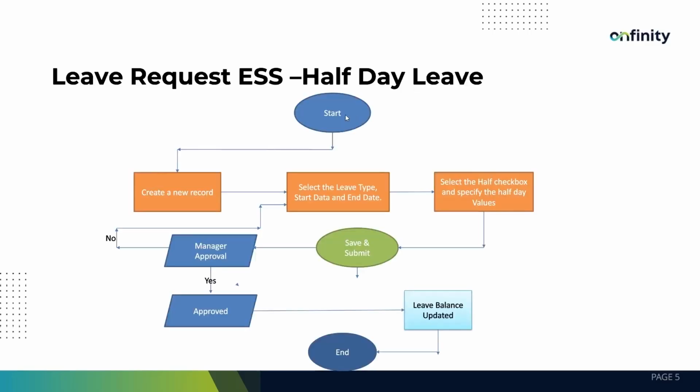In this flow, the employee will initiate the transaction by creating a new record, selecting the leave type, start date, end date, and checking the half-day option while specifying the half-day values. Once all details are filled in, the employee will save the record and submit it for manager approval. Once the manager approves the request, it will be marked as approved, and the status and leave balance will be updated. This concludes the transaction.